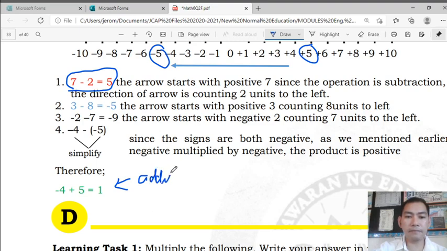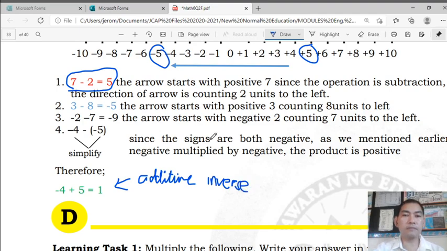I hope you don't mind my writing because I'm writing using a mouse. It's hard to write using a mouse. Additive inverse. Okay?